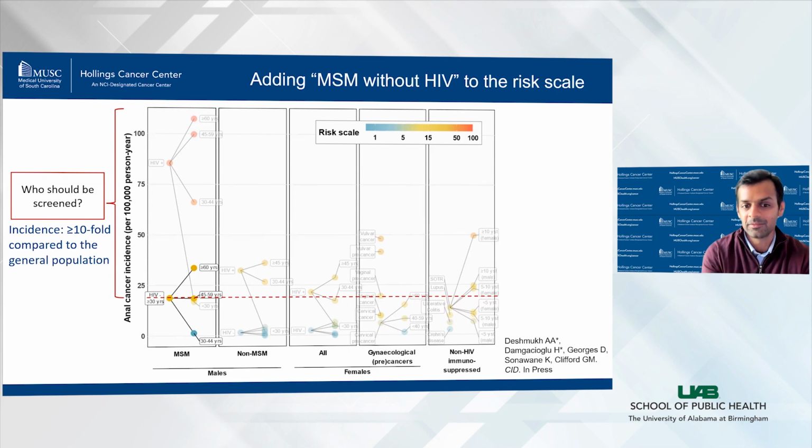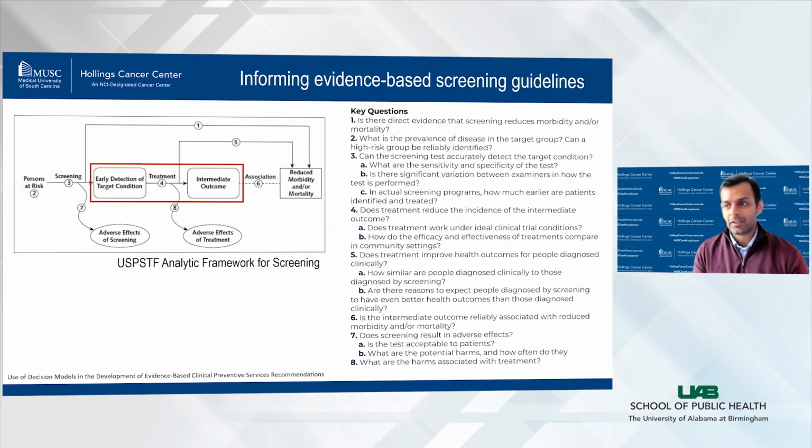So based on this principle, if we are to develop age-based anal cancer screening recommendations, MSM without HIV who are 45 years or older qualify for anal cancer screening. So from defining anal cancer screening and the risk groups that should be considered for anal cancer screening, how can we inform evidence-based anal cancer screening recommendations?